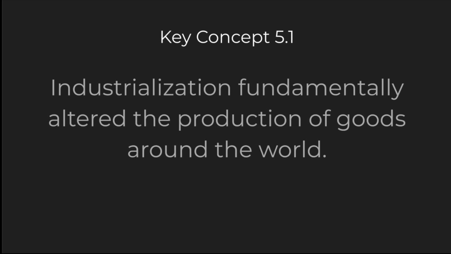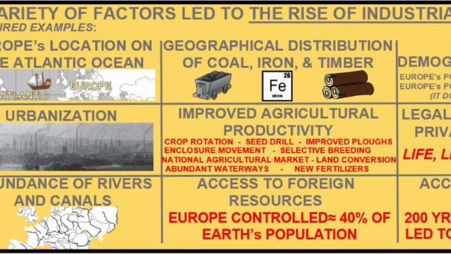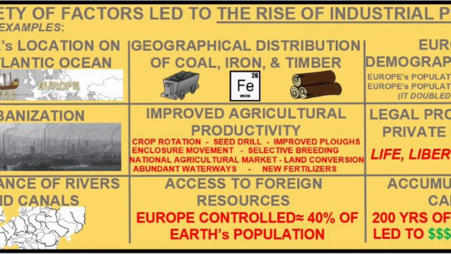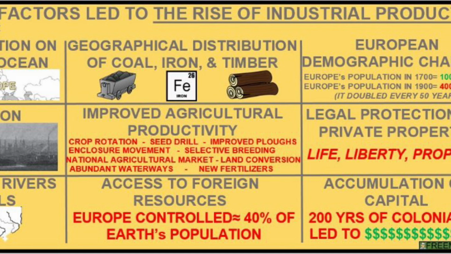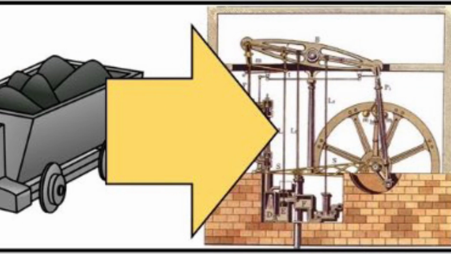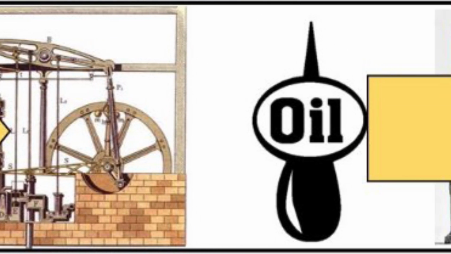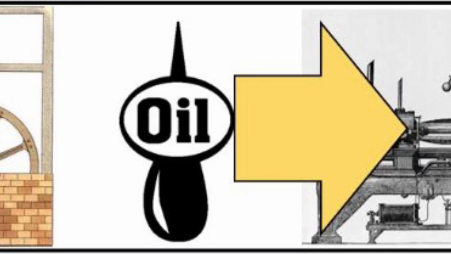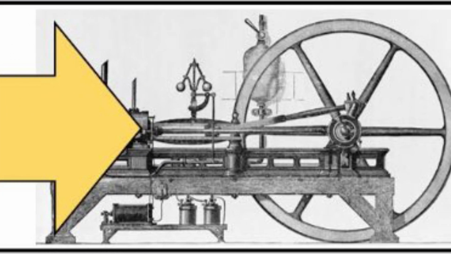Key Concept 5.1. Industrialization fundamentally altered the production of goods around the world. A variety of factors led to the rise of industrial production: Europe's location on the Atlantic Ocean, the geographical distribution of coal, and the abundance of iron and timber. The development of machines, including steam engines and the internal combustion engine, made it possible to exploit vast new resources of energy stored in fossil fuels, specifically coal and oil.